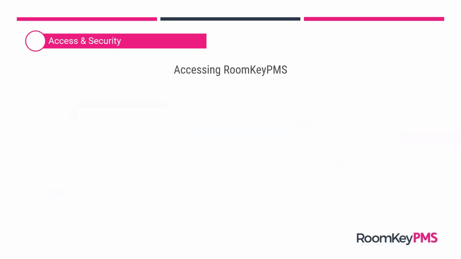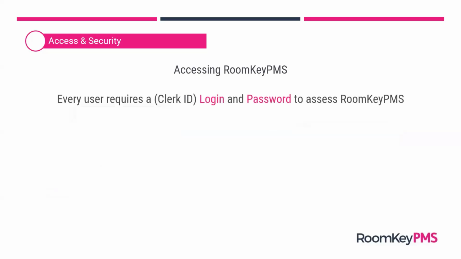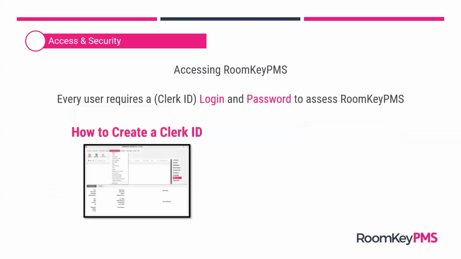Once you've downloaded RoomKey onto your device, you need to access RoomKey. So, like I said, there will be a shortcut just added to your desktop. Now, every user requires a login name and password in order to access RoomKey PMS. And I have a little overview here of how to create a clerk ID.